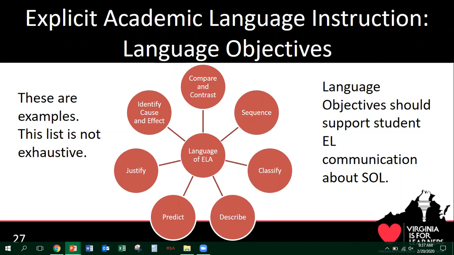As we're thinking about being explicit, what is academic language instruction that is explicit? That means that we are setting language objectives, that we think about the SOL, we unpack that, we deconstruct it, we think about what would an acceptable answer sound like or look like, and then creating that as part of the objective and frame.